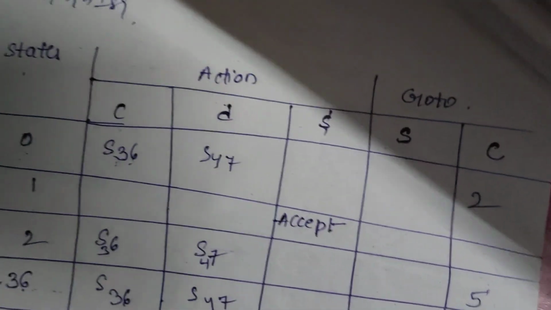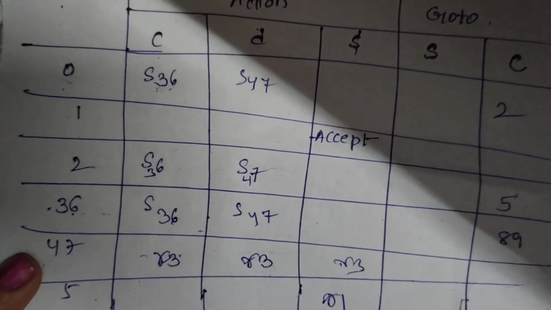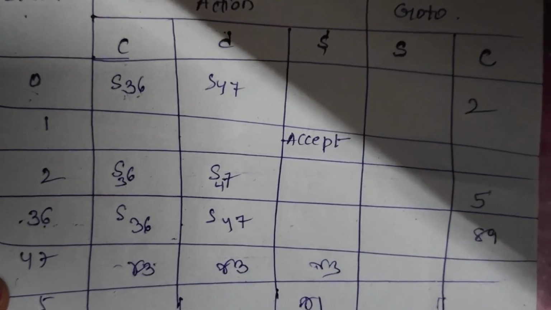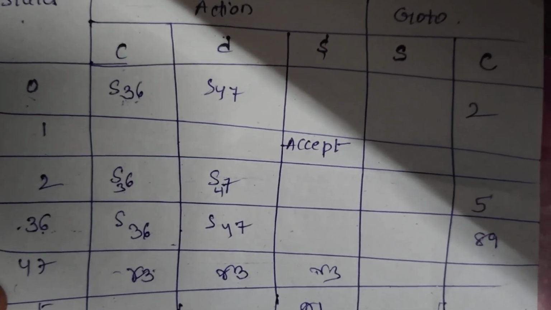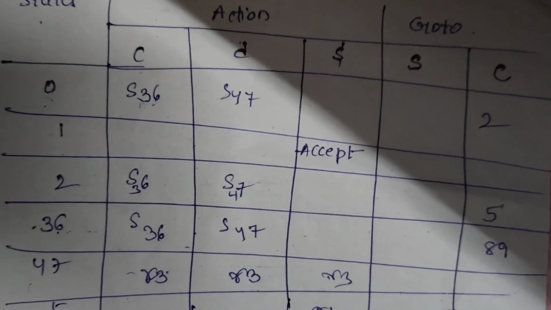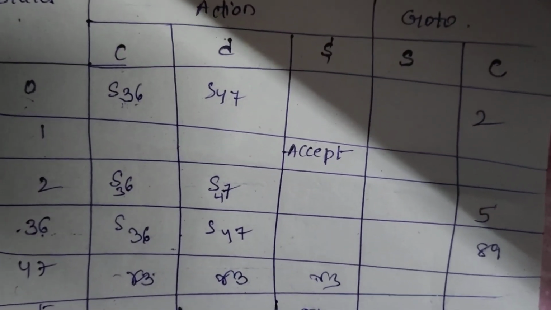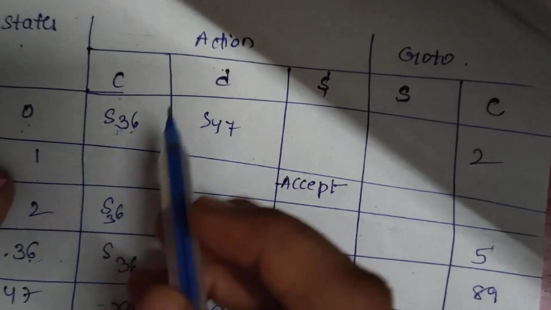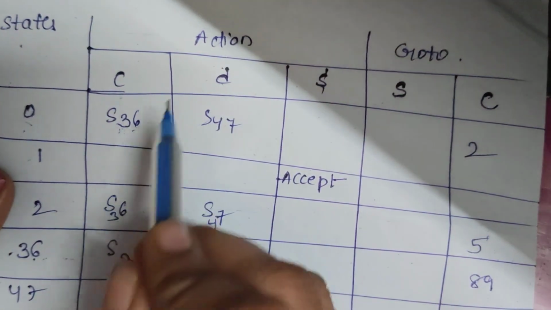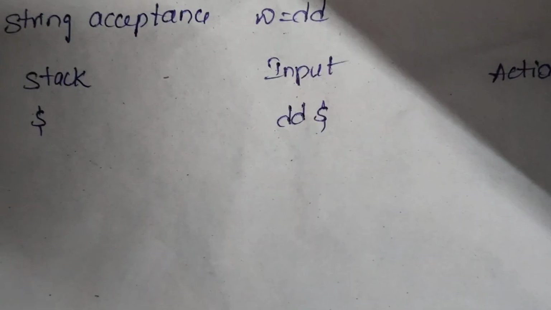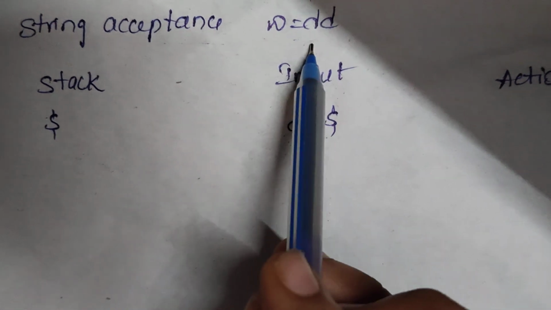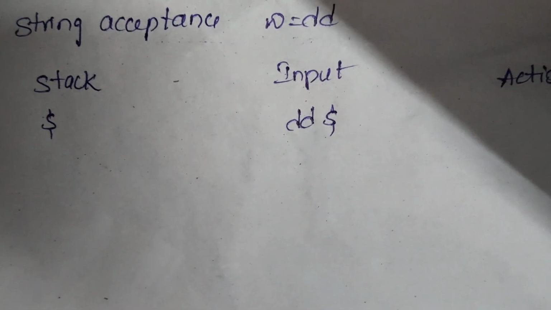Okay, now let's take a string and see the acceptance for it. So keep it in mind, sometimes in the question they will give the string. According to that you need to calculate. If they don't give any string, you just need to combine all the terminal symbols and form a string and then calculate the string acceptance. So let's take the string as dd.